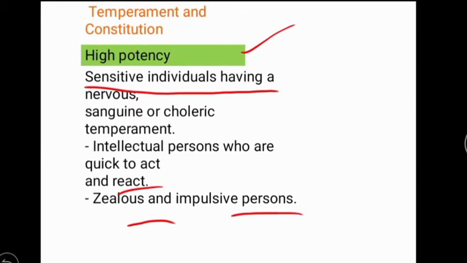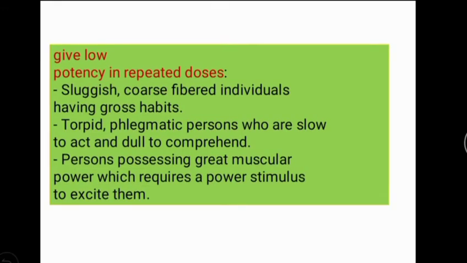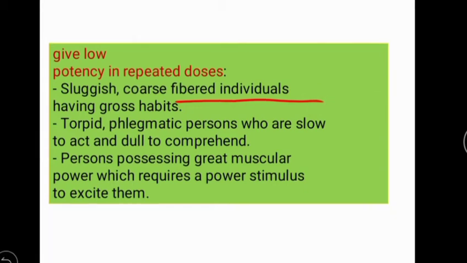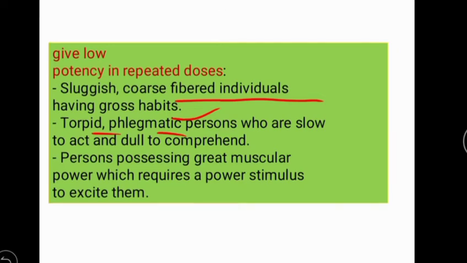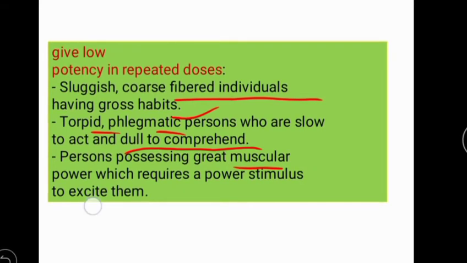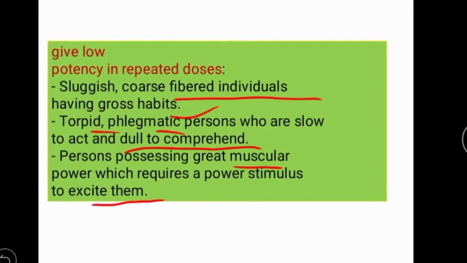Impulsive means a very quick, very active person. Then which individual do we give low potency according to their temperament and constitution? That is a sluggish or coarse fiber individual with gross habits, a torpid and phlegmatic person who is slow to act and dull to comprehend, a person possessing great muscular power who requires a strong stimulus to excite them. So this person will be given low potency.